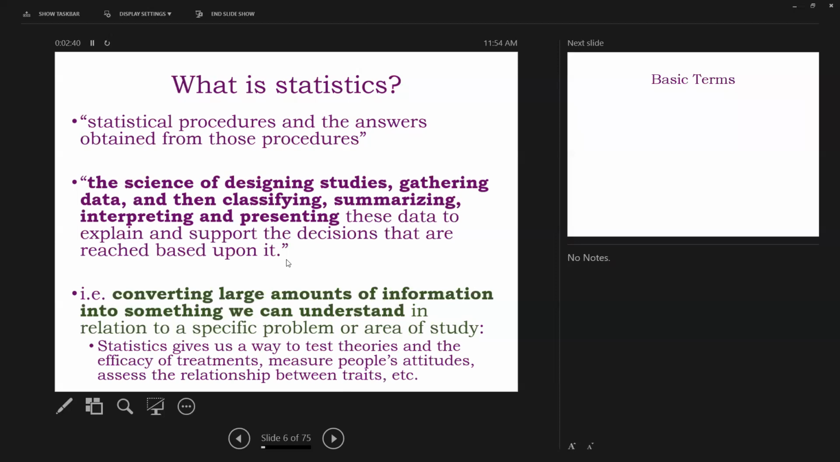We've seen the first, statistical procedures and the answers obtained from these procedures, how statistics is defined in your textbook, I believe. Also, the science of designing studies, gathering data, and then classifying, summarizing, interpreting, and presenting these data to explain and support the decisions that are reached based upon it, okay? That's what we do as scientific researchers. In other words, as I said, converting large amounts of information into something we can understand in relation to a specific problem or area of study, right?